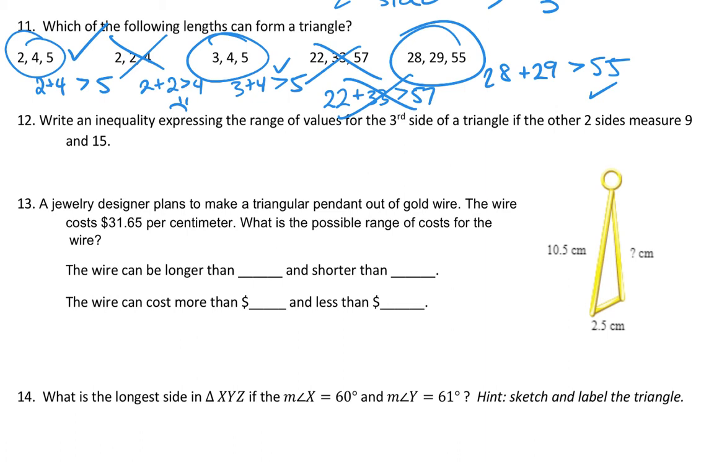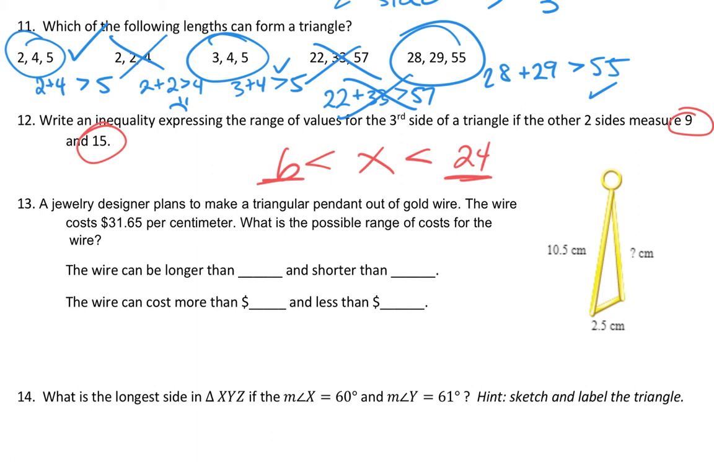Now, we learned a shortcut to do this. The shortcut says that your missing side, your third side, is going to be between two numbers. The top number will be found by adding the two other sides, 9 and 15. So our third side has to be less than 9 plus 15, 24. Our third side has to be larger than the difference of the other two sides. The difference of 15 and 9 is 6. So we're somewhere between 6 and 24. You cannot be exactly 6. You cannot be exactly 24. You're between those two numbers.